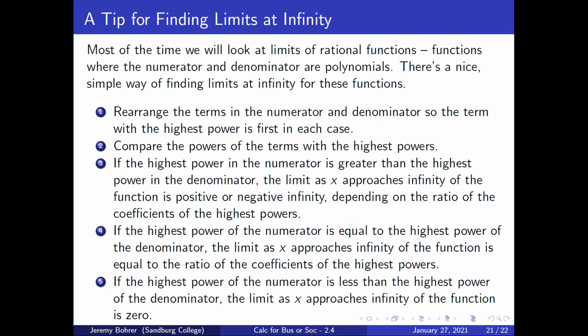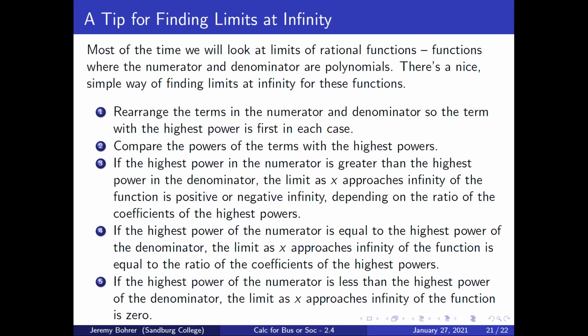Most of the time, we will look at limits of rational functions, a function where the numerator and denominator are polynomials. There's a nice simple way of finding limits at infinity for these functions. First, rearrange the terms in the numerator and denominator so the term with the highest power is first in each case. Then compare the powers of the terms with the highest powers.